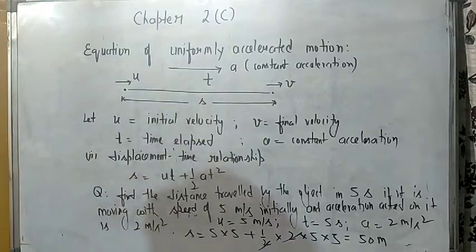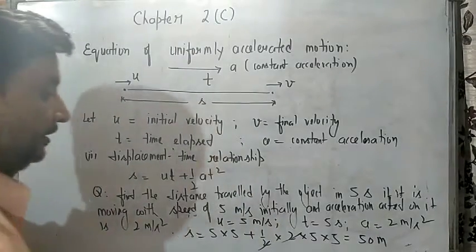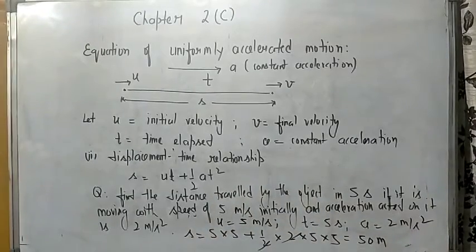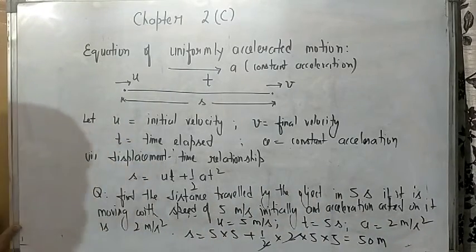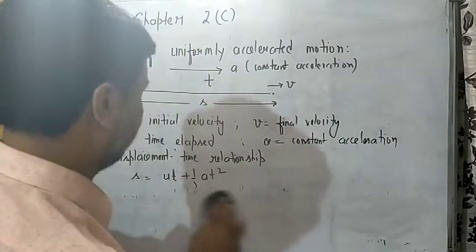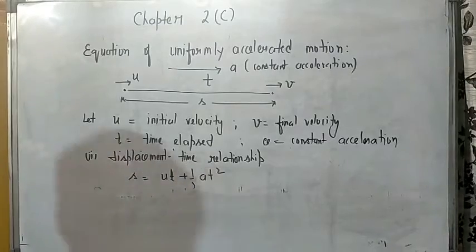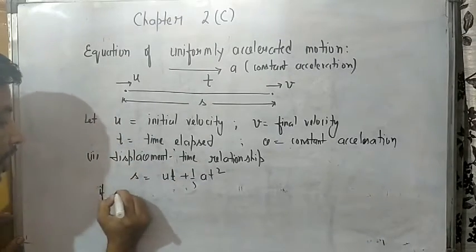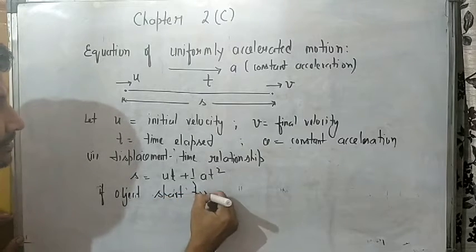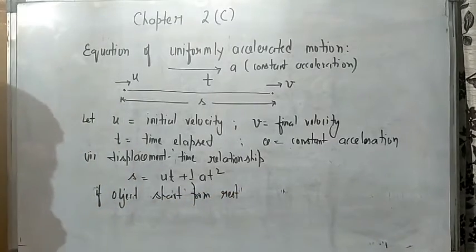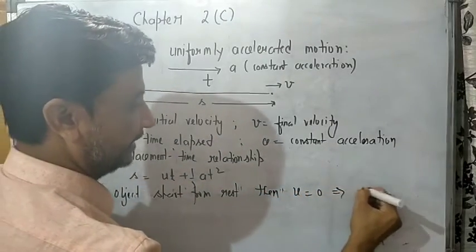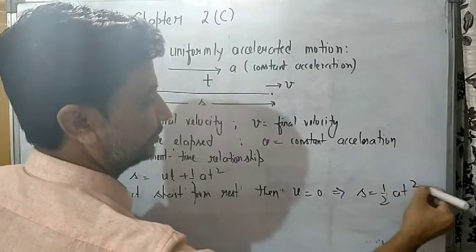If you talk about the two special cases here, the first is if initial velocity is 0, that is the object starts from rest. So after this numerical, you should pause the video and I will explain the further things related to the distance displacement time relationship. Special case 1: if the object starts from rest, then u is equal to 0. It implies that s is equal to half of at square.